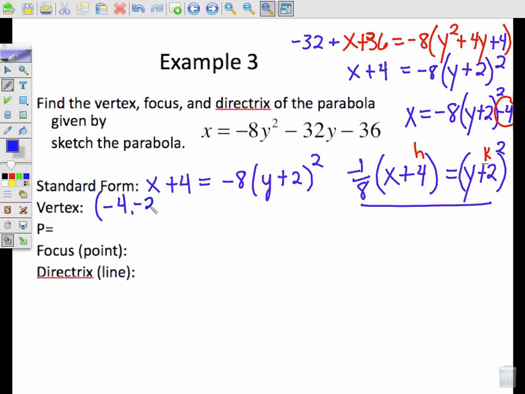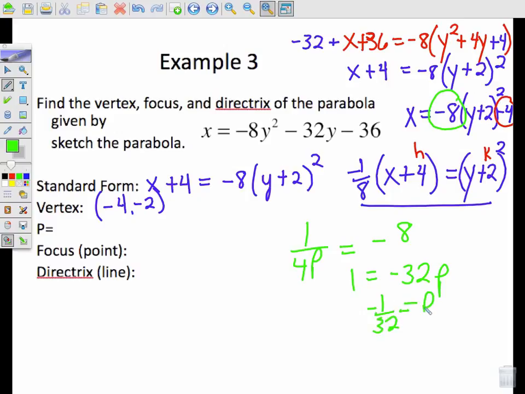-4, -2. Let's find our p-value. I like to find the p-value coming from my vertex form, so I'm going to use it from right here, -8. So I know that it is 1 over 4p equals -8. So this is 1 equals -32p, and p equals -1/32. That again tells us how far away it is. -1 over 32. All right, let's sketch the graph and then we'll label the parts.